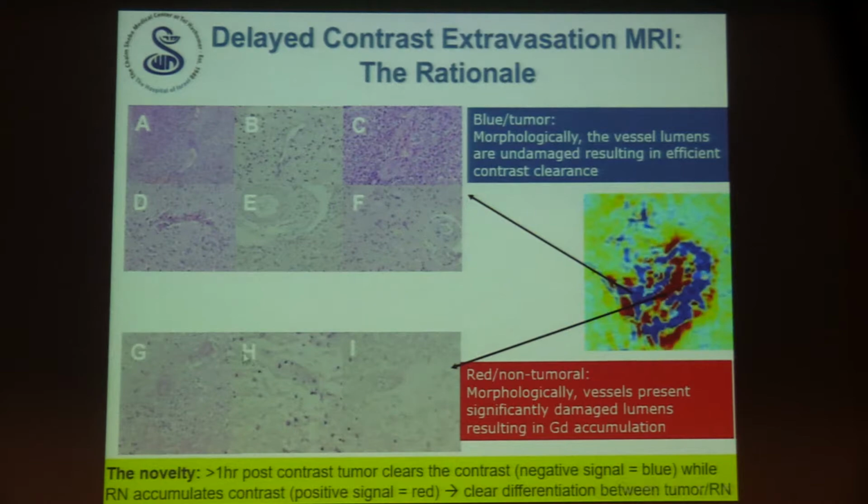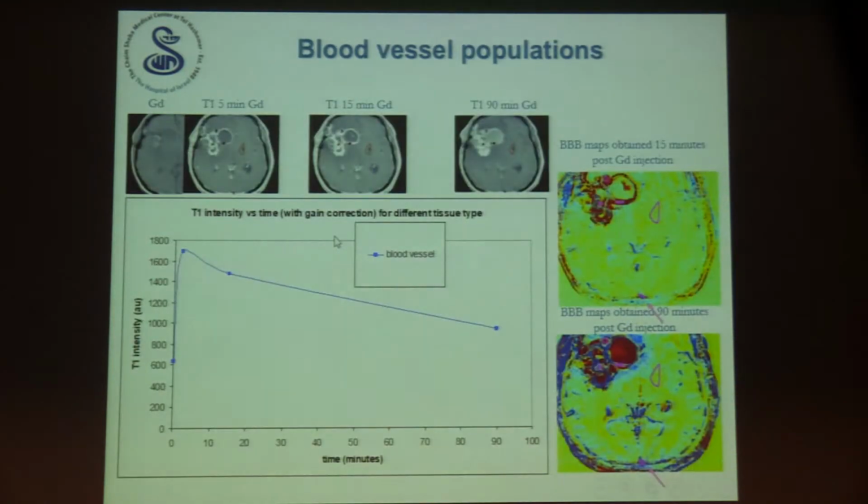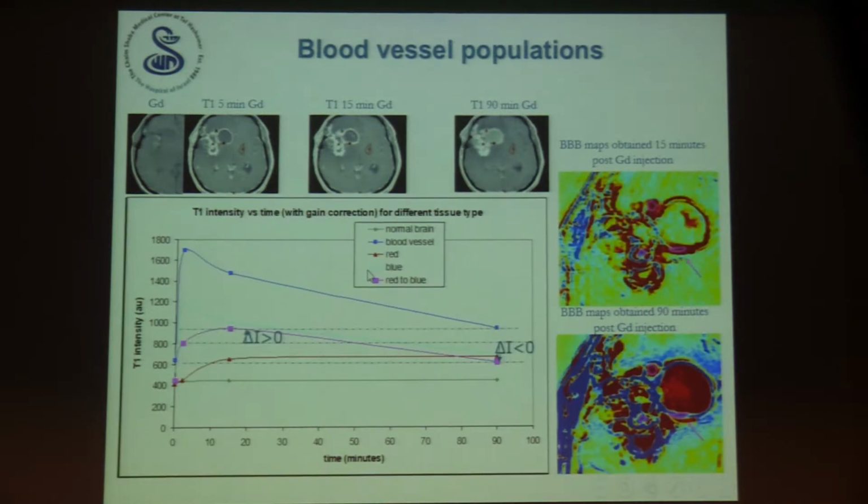So the whole novelty of the TRAMs is that we wait at least 1 hour, and by this time, tumor will clear the gadolinium, treatment effects will keep accumulating the gadolinium, and therefore we get near complete separation between these two pathologies. I'm going to just skip this part.